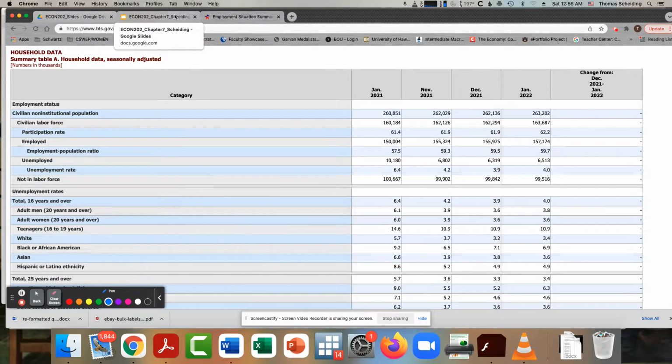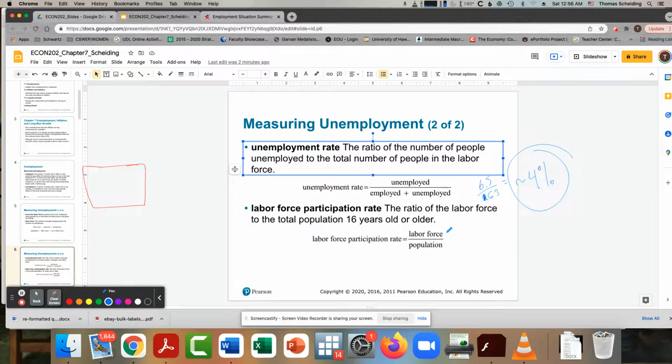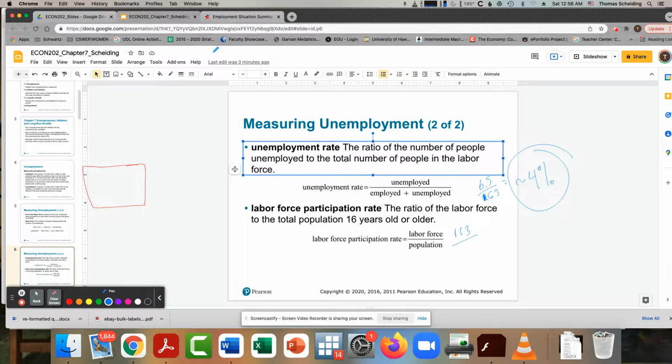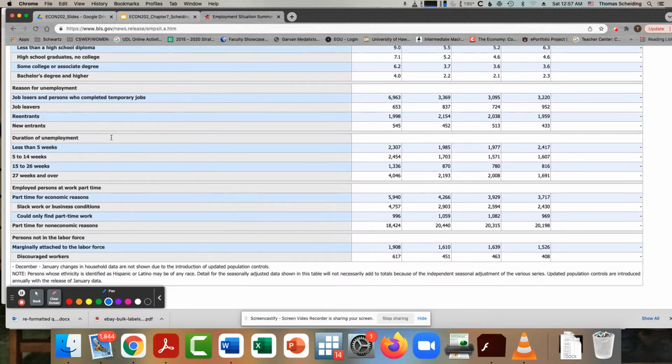So let's just do it over here. So this would be the total size of the labor force. 163. And our one. So that's our 163. And that's going to be divided by our population. That's not going to be our total population. That's going to be probably our civilian non-institutional population. Which is our 263. Or approximately a 62% labor force participation rate. Let's try to see if we can find out if that's true or not.